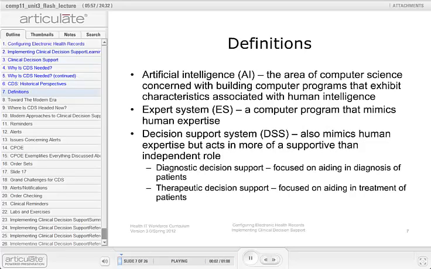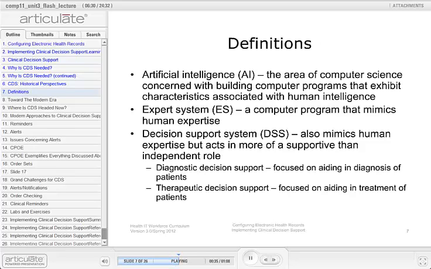This slide defines terms helpful in understanding the development of clinical decision support. Artificial intelligence, or AI, is the area of computer science concerned with building computer programs that exhibit characteristics associated with human intelligence. This field has undergone many transitions over the years and really is not a major focus of computer science anymore, although many of its techniques have been incorporated into all sorts of computer applications.